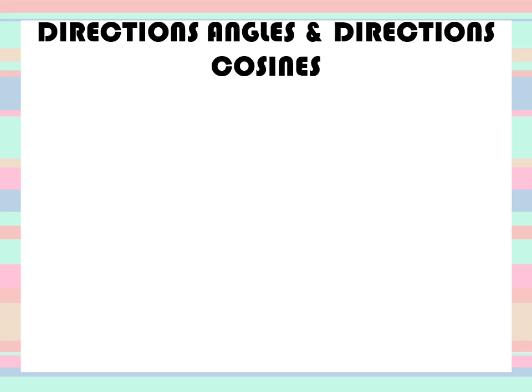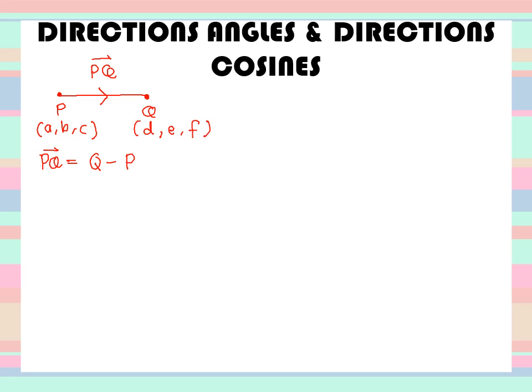It is created by connecting two points. Let's say I have point P, A, B, C, and point Q, which is D, E, F. When I connect these two points from point P to point Q, I will create a vector that is called PQ, where vector PQ is equivalent to point Q minus point P.